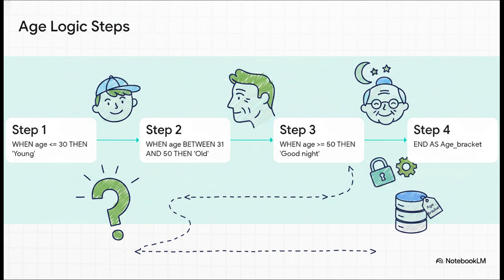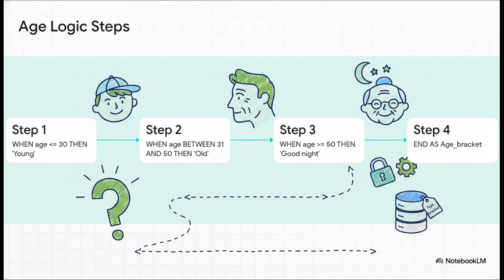Step 1, when the age is less than or equal to 30, then we label them young. Step 2, when the age is between 31 and 50, then we label them old. Step 3, when the age is greater than or equal to 50, then we use the slightly cheeky goodnight label our source material actually uses for anyone over 50.